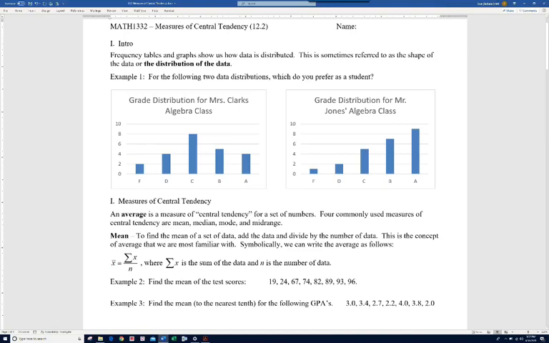Now, I would say a lot of students tend to give Mr. Jones as their preference. Obviously, Mr. Jones gives lots of A's and B's and not very many F's and D's. And so if you only care about grades, then this looks like an easy A. Now, it's not necessarily the case, but that is the most likely scenario.